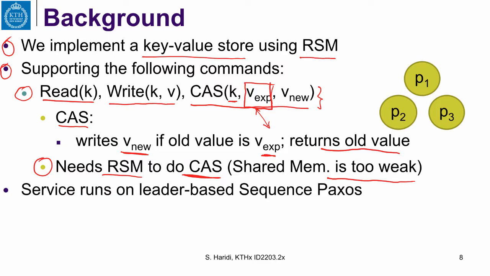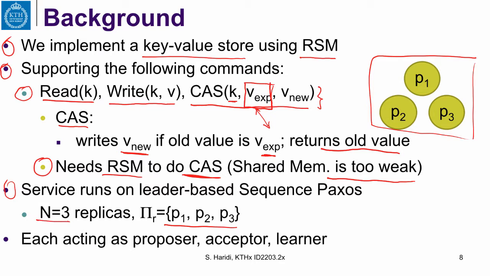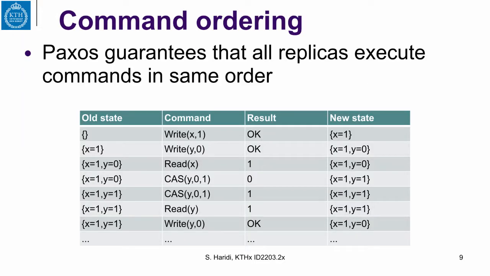The service runs a leader-based sequence Paxos. Assume we have 3 processes, and so we have 3 replicas, P1, P2, and P3, and we run a leader-based sequence Paxos. Each replica could be a proposer, acceptor, or a learner, and when it becomes a leader, it becomes the proposer, as we just discussed before. So the sequence Paxos or the replicated state machine guarantees that all replicas execute commands in the same order.